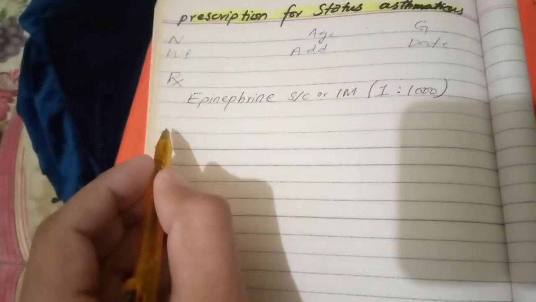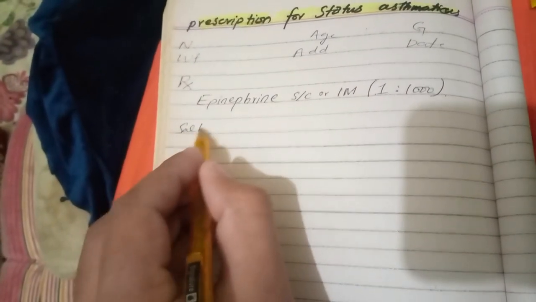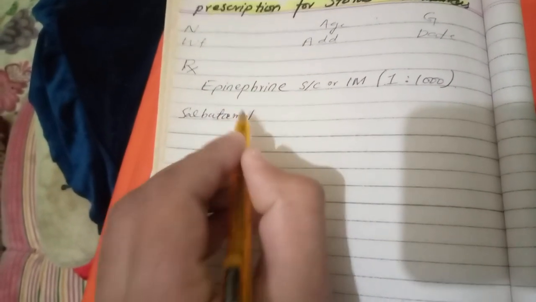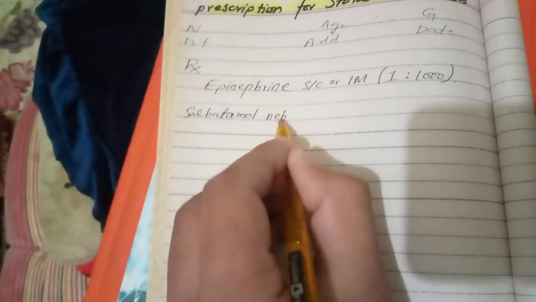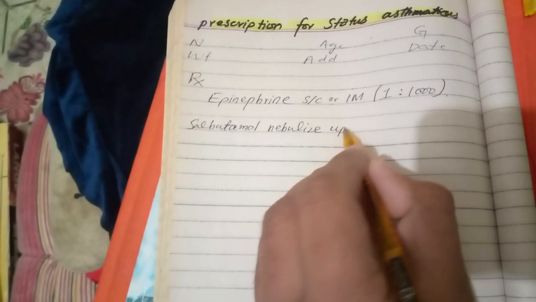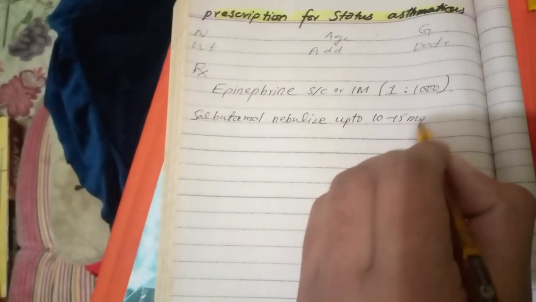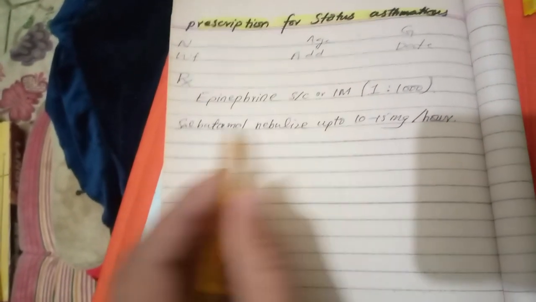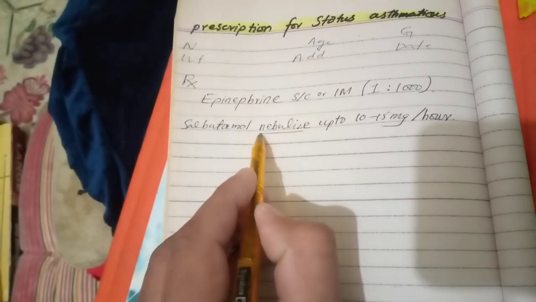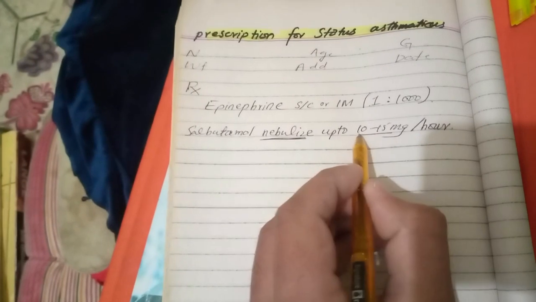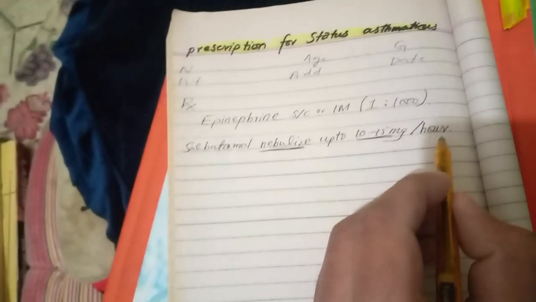After that, salbutamol. Salbutamol nebulizer, nebulize, up to 10 to 15 milligram he should take for 1 hour. Salbutamol, which is given in a nebulizer device, and its amount is 10 to 15 milligram per hour.